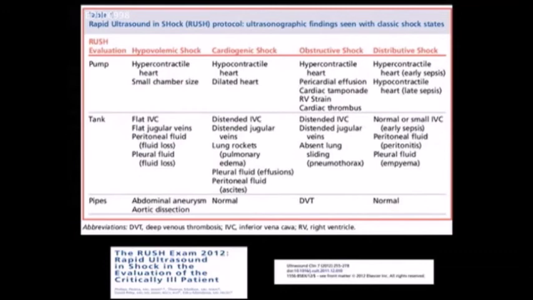We'll go further in video number 4 to talk about the findings of RV strain and cardiac thrombus that may be seen with pulmonary embolus. In distributive shock, usually sepsis, we'll see a hypercontractile heart early, and as sepsis continues, we may see a failing heart with decreased contractility.